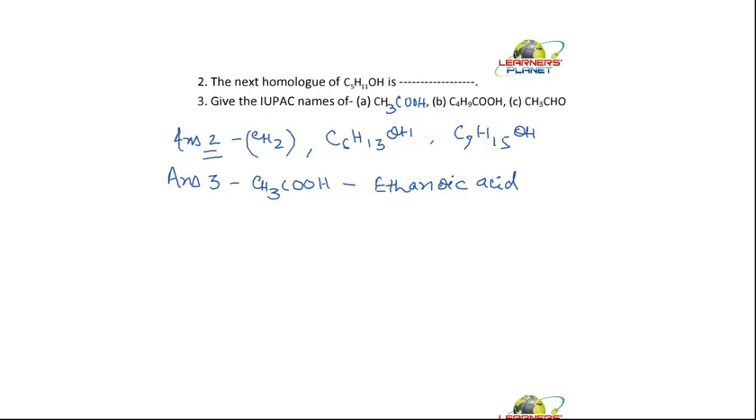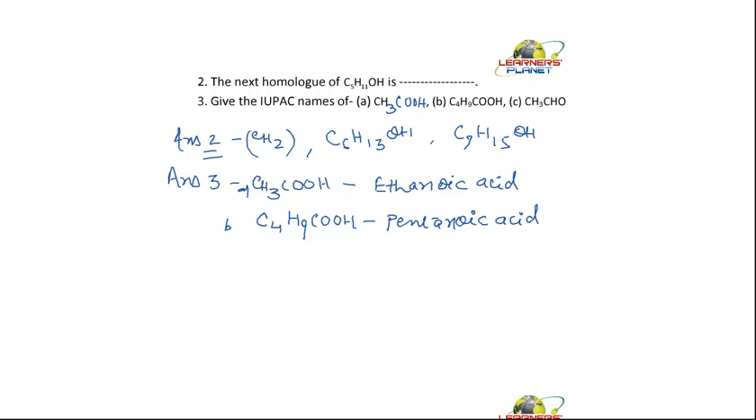Now our next compound here is to be named as C4H9COOH. Again, the number of carbon atoms, 5. So, pent. Then, the type of bond between the carbon atoms, an. The group present, oic. So, pentanoic acid. Okay?